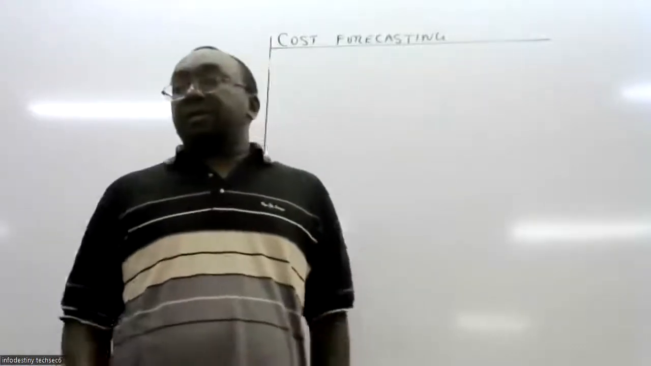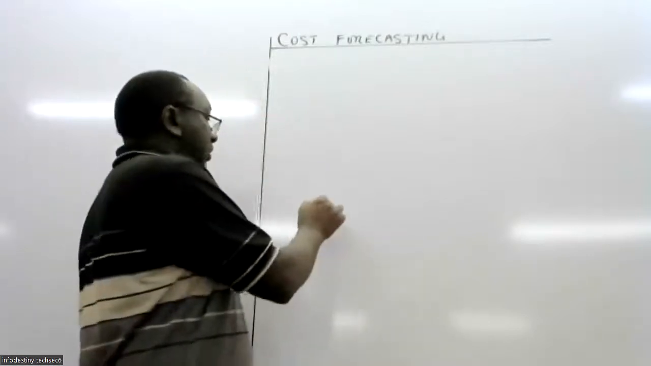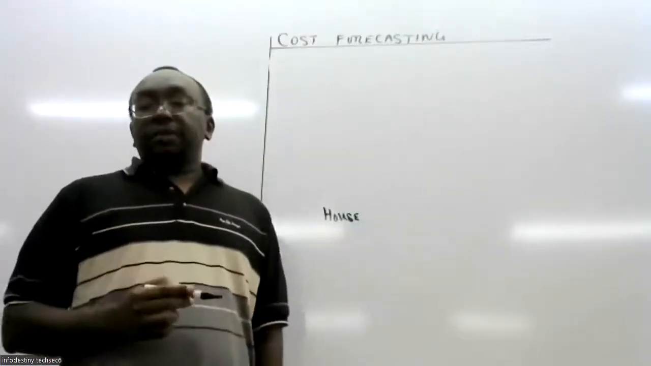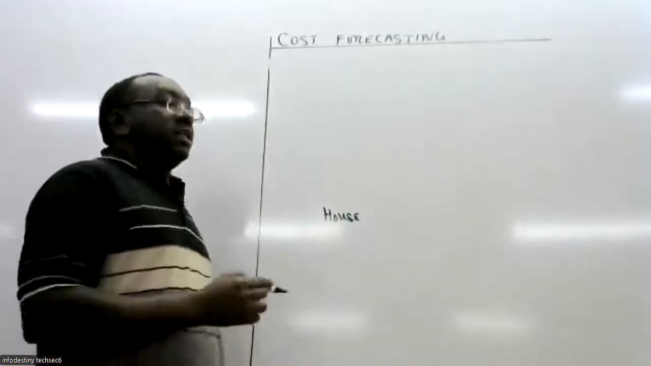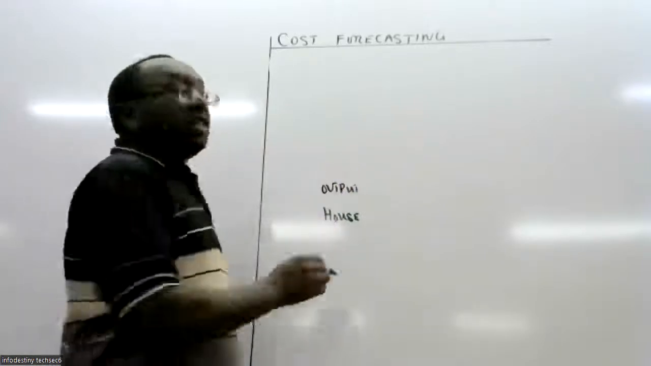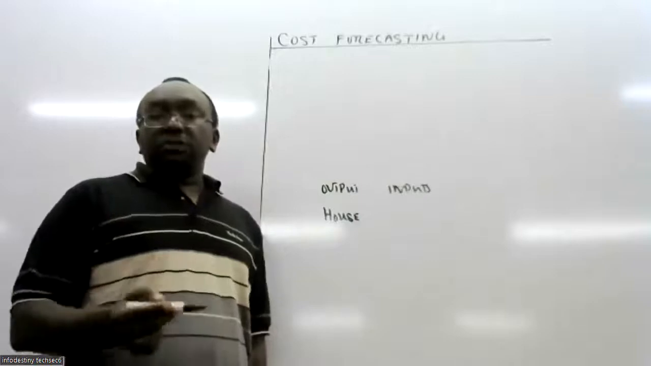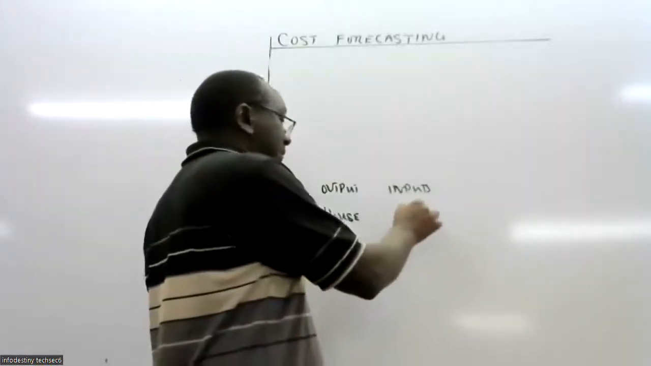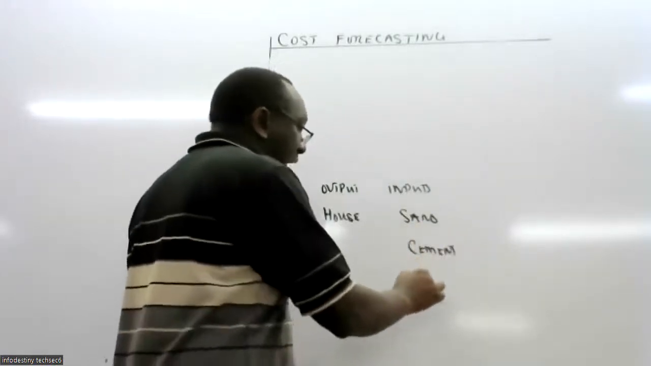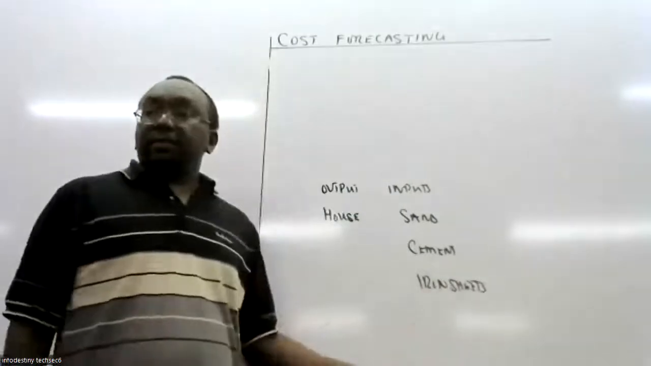And what happens in this setup? For example, you want to come up with a house. When you want to build yourself a house, most likely you will engage an engineer, a civil engineer. Now, this guy will tell you that the output is the house that you are talking about. Then he will give you a list of the inputs that you require. For you to build a house, you may require something like sand, cement, iron sheets and so on.